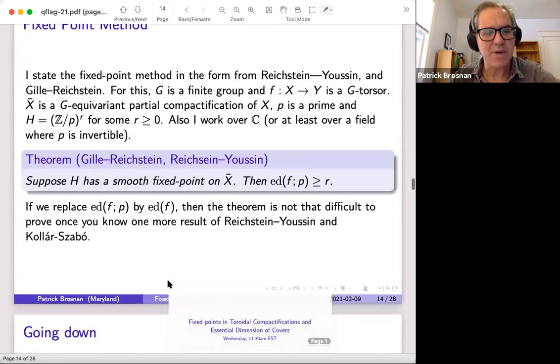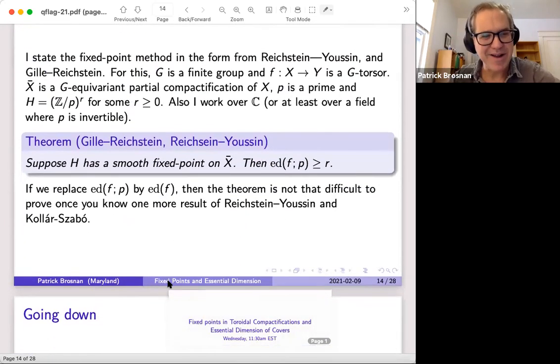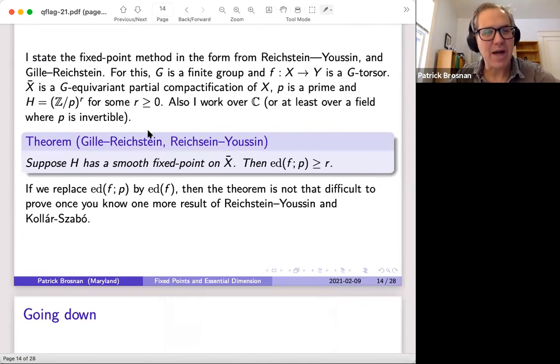Okay, so now I do a review of the fixed point method, and this is with, I hope, correct attributions. So I state the fixed point method in the form of Reichstein and Houston, and also Gill and Reichstein. And for this, G is a finite group, and F from X to Y is a G torsor. X bar is a G equivariant partial compactification of X, and P is a prime, and H is just Z mod P to the R for some R bigger than or equal to zero. And I'm assuming that H is a subgroup of G, which I forgot to write. And I'll also work over C, or at least you need to work over a field where P is invertible.